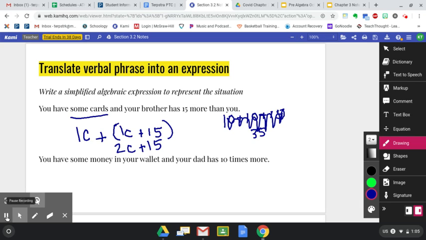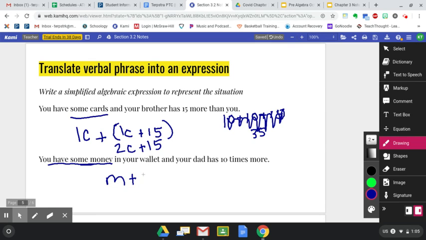All right, so let's see how you did here. It says you have some money in your wallet and your dad has 10 times more. Okay, so again, the variable that you use to represent doesn't matter. I'm going to use M because I'll just use it for money, right? So we don't know how much money you have, right? So we'll just define that as M. This is the amount of money you have.